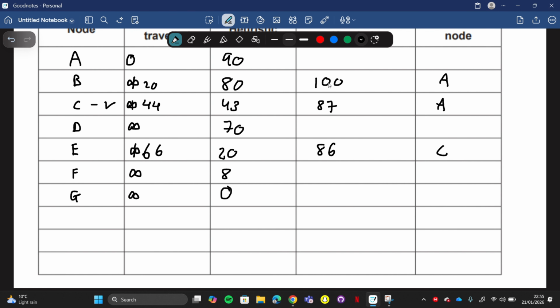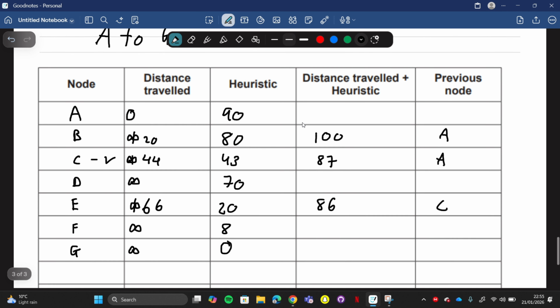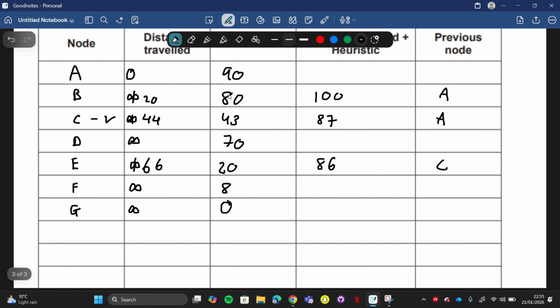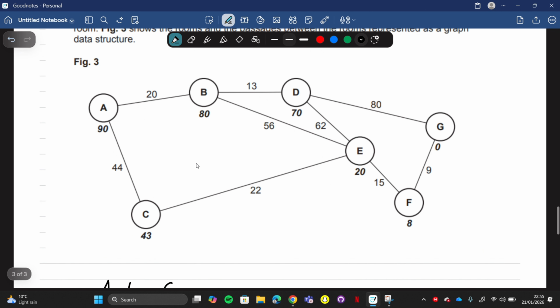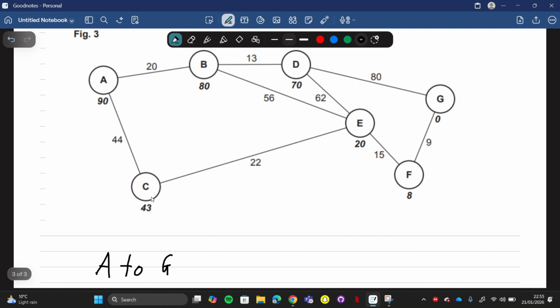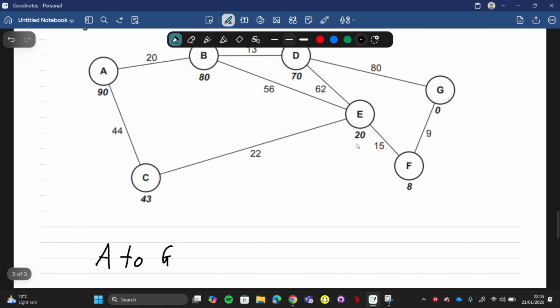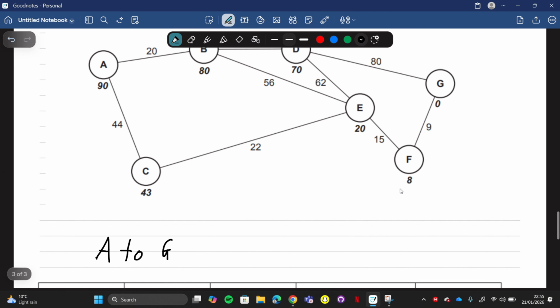Which has the lowest distance traveled plus heuristic? It's E. It's still lower than B, so we want to look at E. E could go back to A. It could go to B. It could go to D. It could go to F. It goes to so many places. So let's do F first.